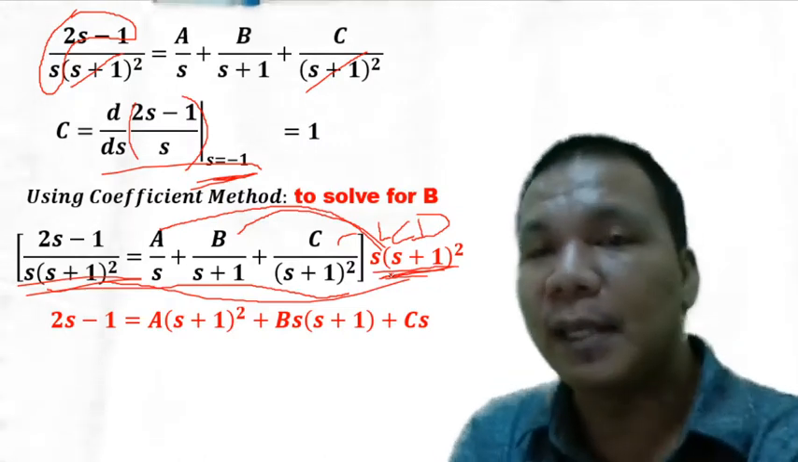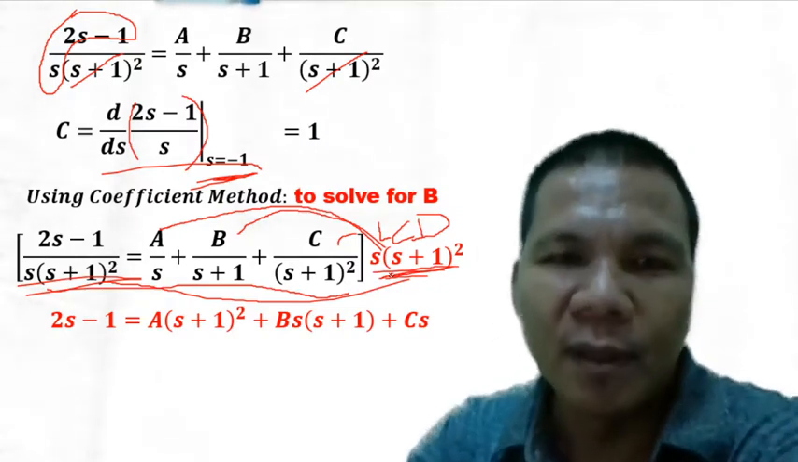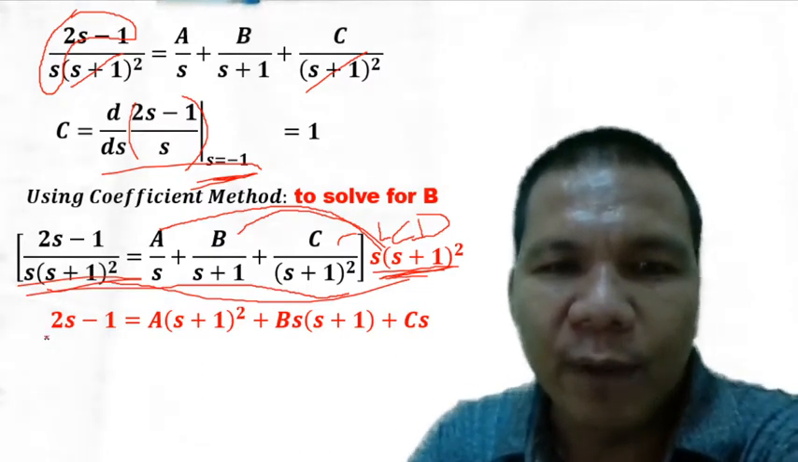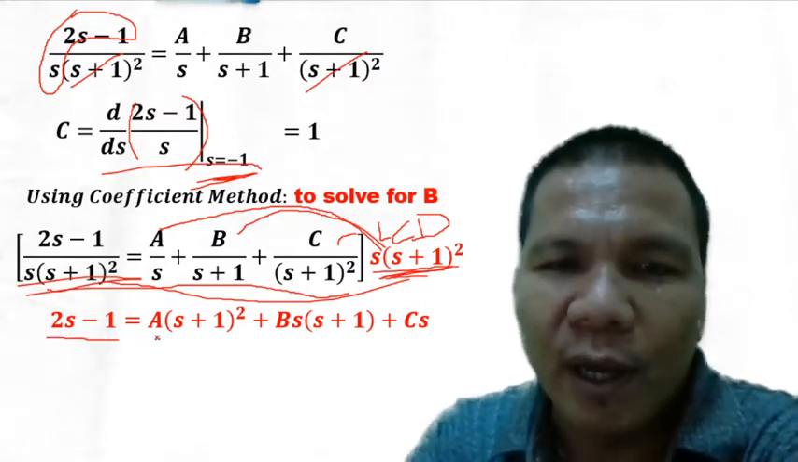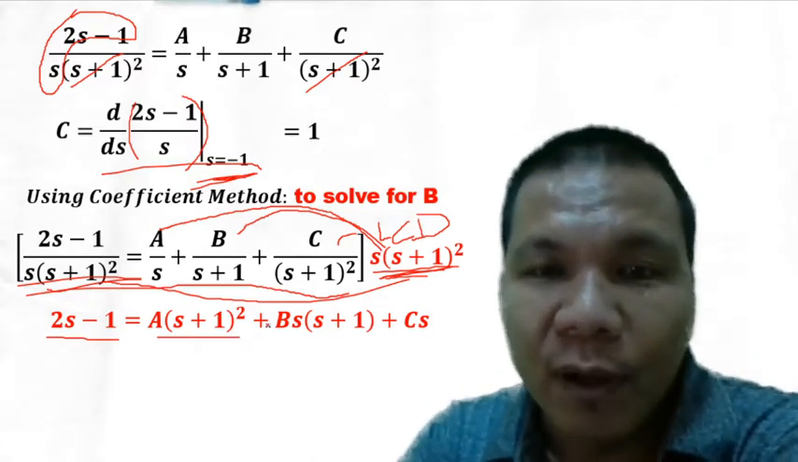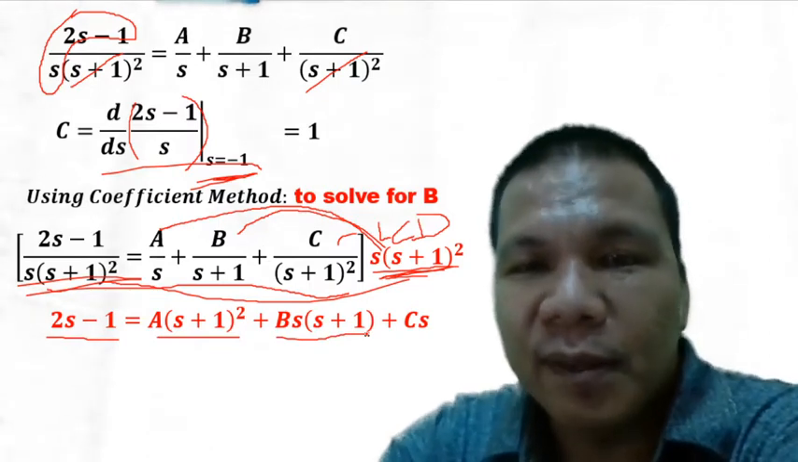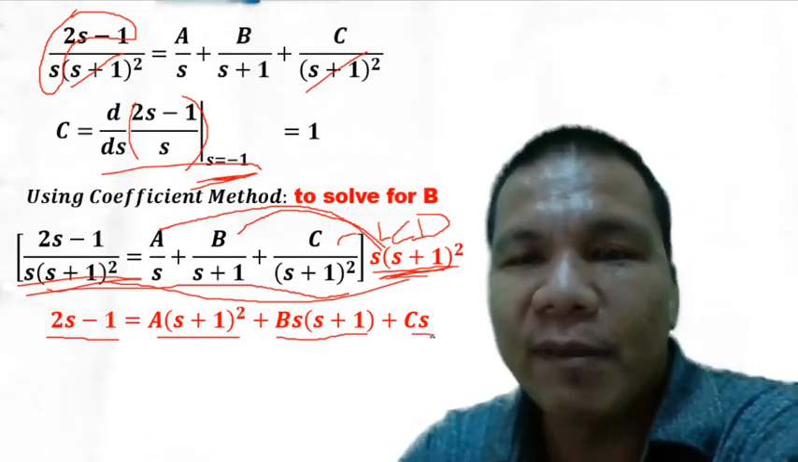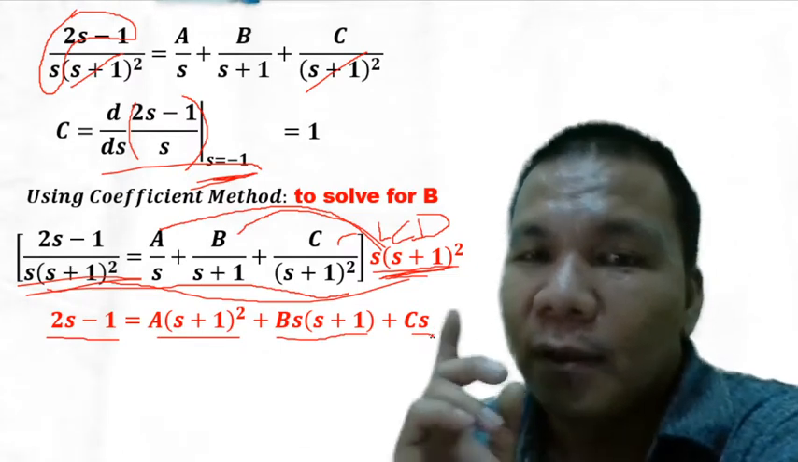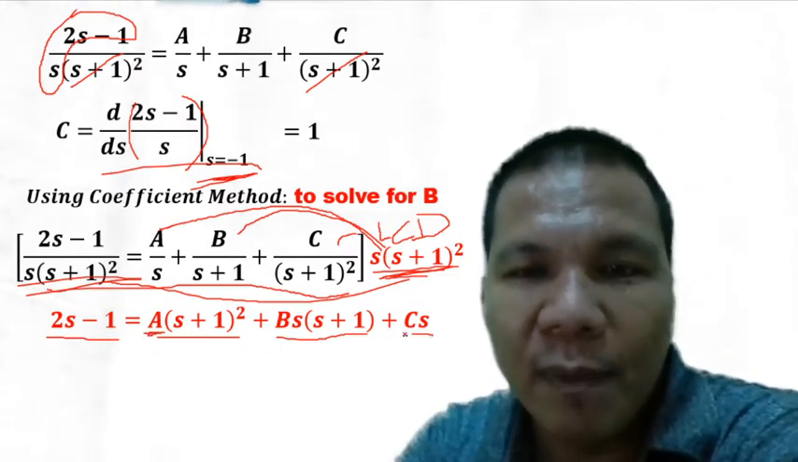That will be the result of the multiplication of the LCD in your equation. So here we have 2s minus 1. We have A times s plus 1 quantity squared. For the next term, we have Bs times s plus 1, and then for the last term, we have Cs. Take note, we already have the value of A and the value of C.